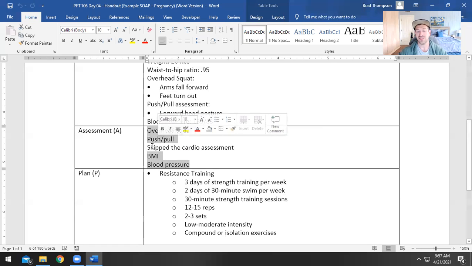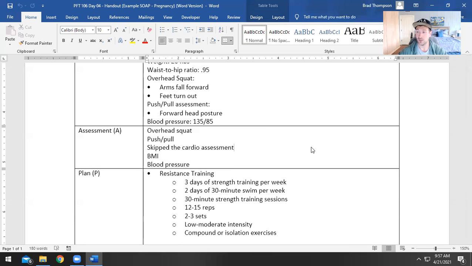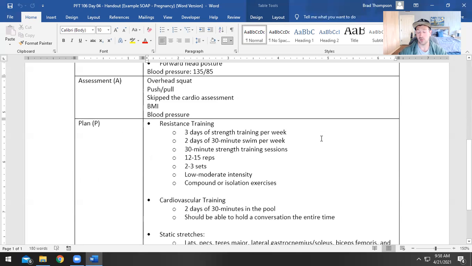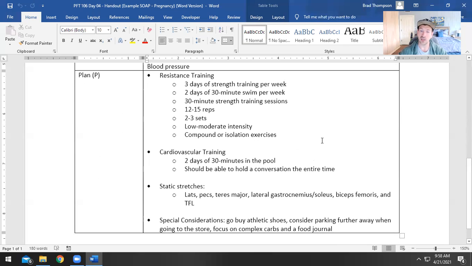And you will notice that we skipped her cardio assessment. The full 1 mile walk was a little bit too intense. And the step test is definitely going to be very high impact. So we're going to be pretty gentle on that. We'll come back to developing cardio after the pregnancy.